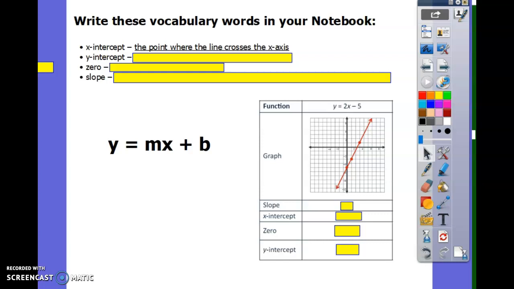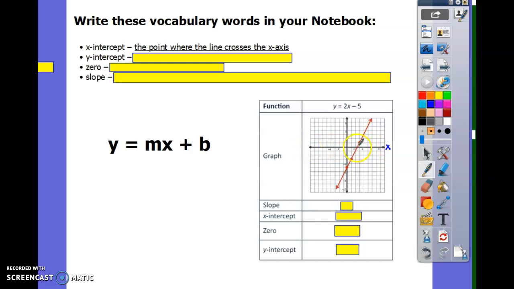Okay, so if x-intercept is where the line crosses the x-axis, right? So this is my x-axis. Make sure you write a little x on your graph. So where does it cross the x-axis? Where does this line, the red line right here, cross your x-axis? At what point?